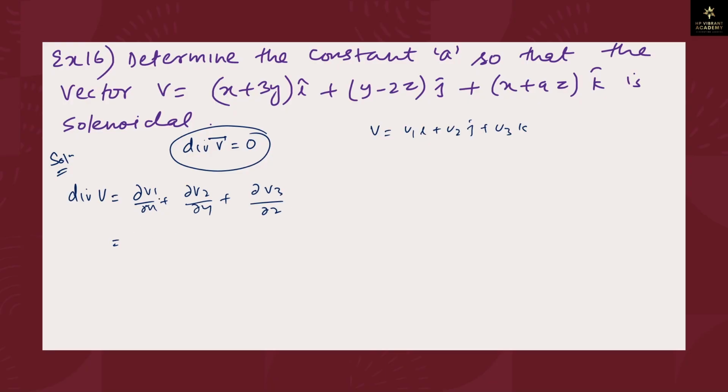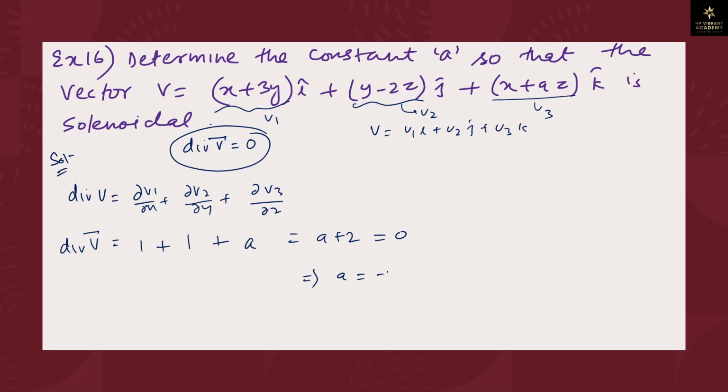Let us find this. So del v1 upon del x. So this is our v1, this is v2 and this is v3. Okay, so del v1 upon del x is 1 plus del v2 upon del y. So del v2 upon del y, this is 1 plus del v3 upon del z. So this is a. So divergence of v is equal to a plus 2. And since it is given in the question that v is a solenoidal vector, this is equal to 0. So from here a is equal to minus 2.